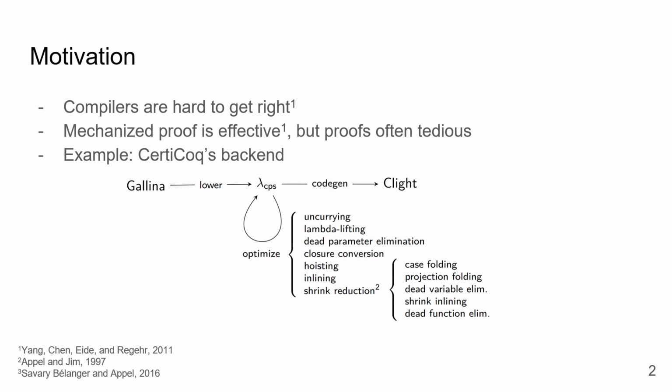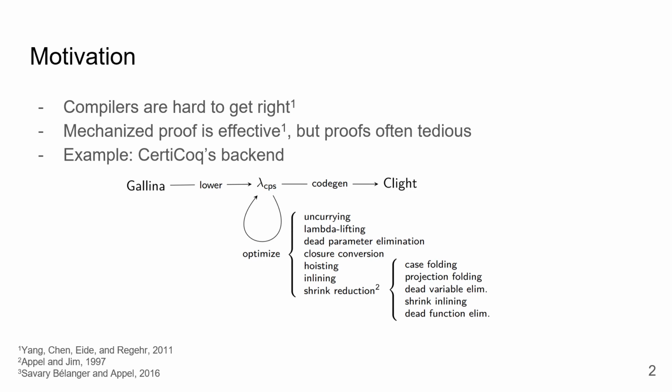Compilers are very difficult to write without bugs, so lately people have taken to writing compilers along with mechanized proofs of their correctness. This is very effective at squashing bugs, but mechanized proofs can be extremely tedious to do. We've been building a verified compiler called CertiCoq, which goes from Gallina, the core language of the Coq proof assistant, to a subset of C.